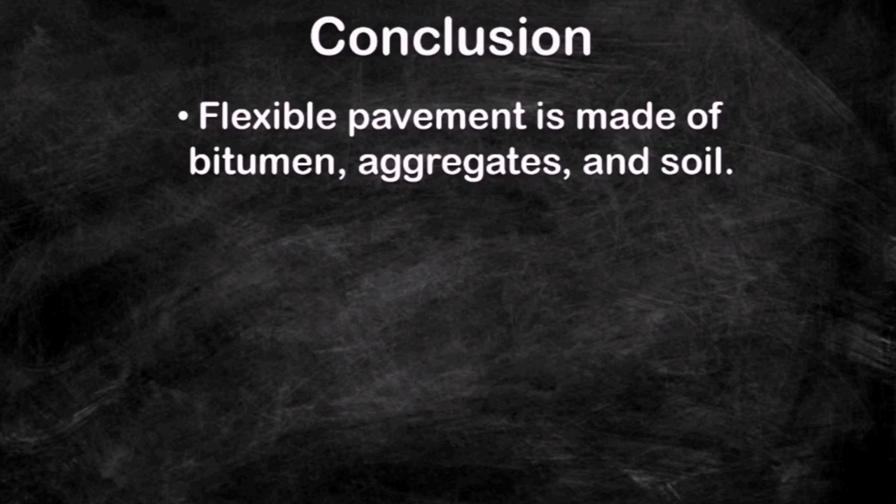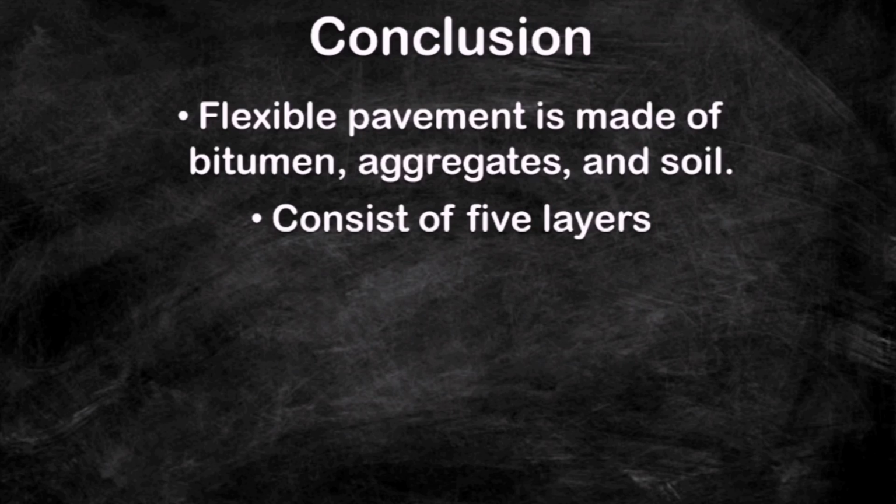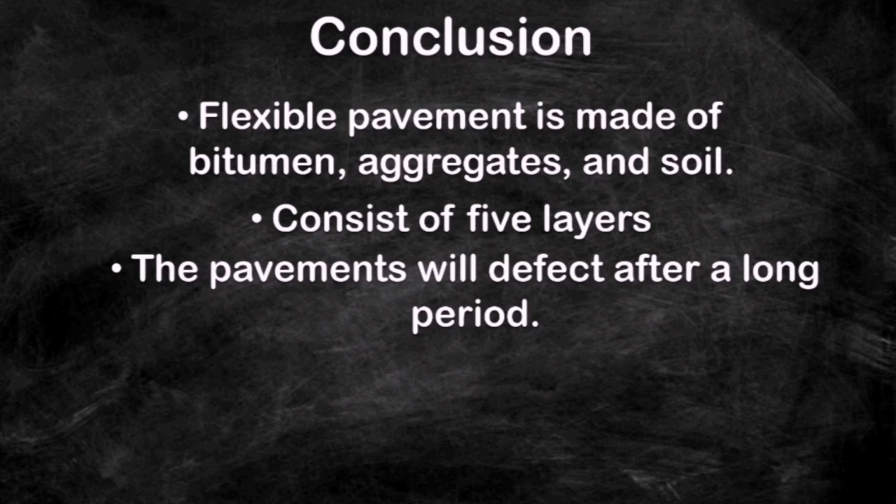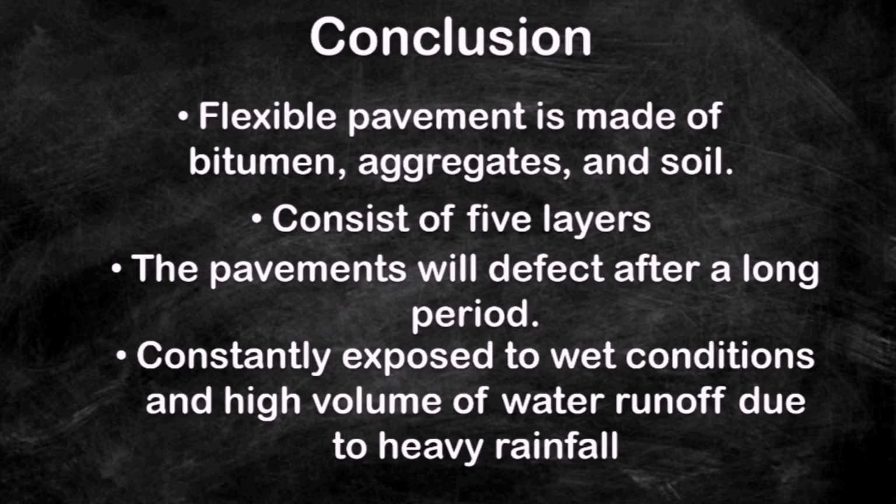To conclude everything, flexible pavement is made of bitumen, aggregate, and soil. It consists of 5 layers, which are subgrade, subbase, road base, binder course, and wearing course. The pavements will develop defects after a long period. This might be because the asphalt pavement is constantly exposed to wet conditions and a high volume of water runoff due to heavy rainfall throughout the year. As a result, the pavement will tend to deteriorate due to prolonged exposure to water and moisture.